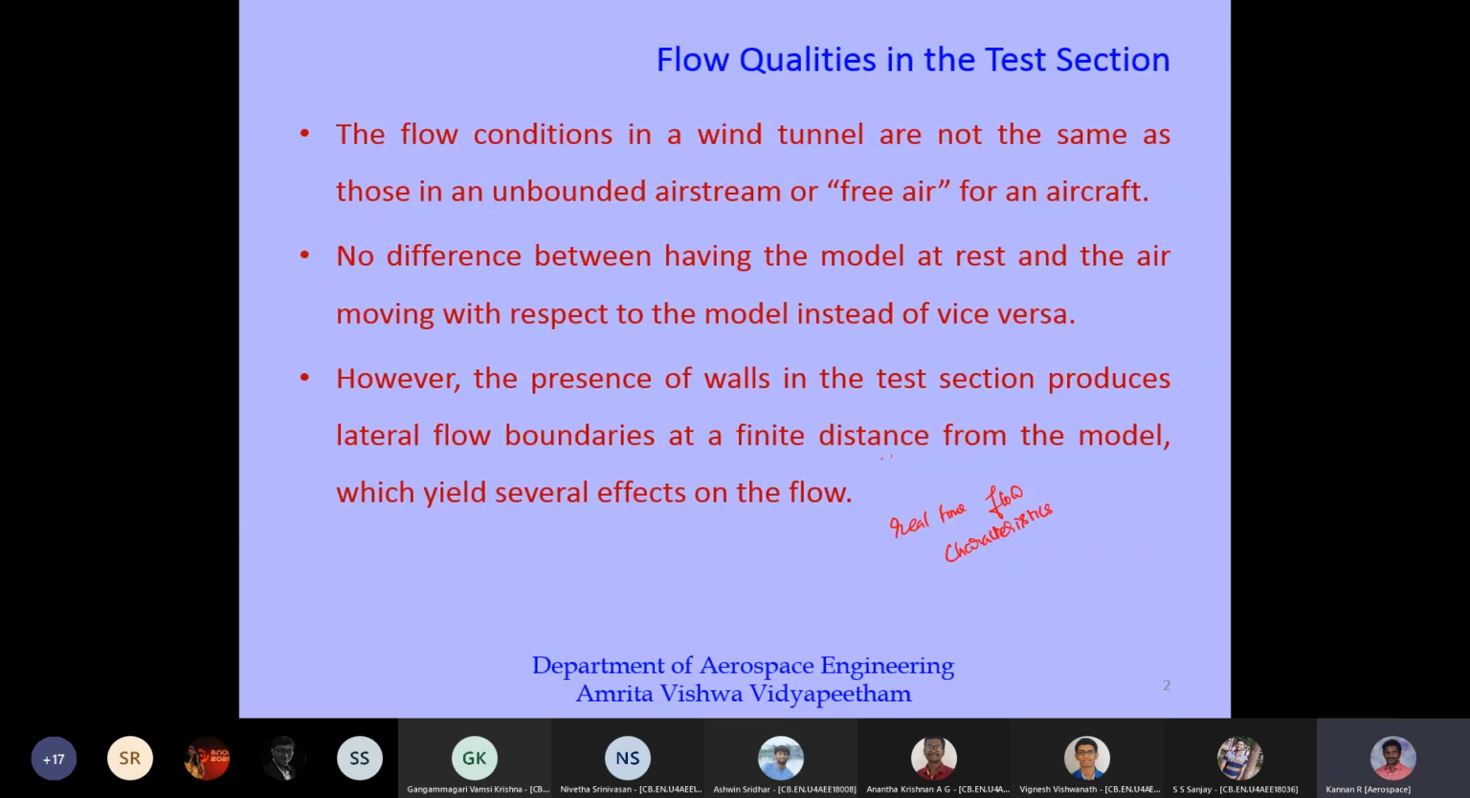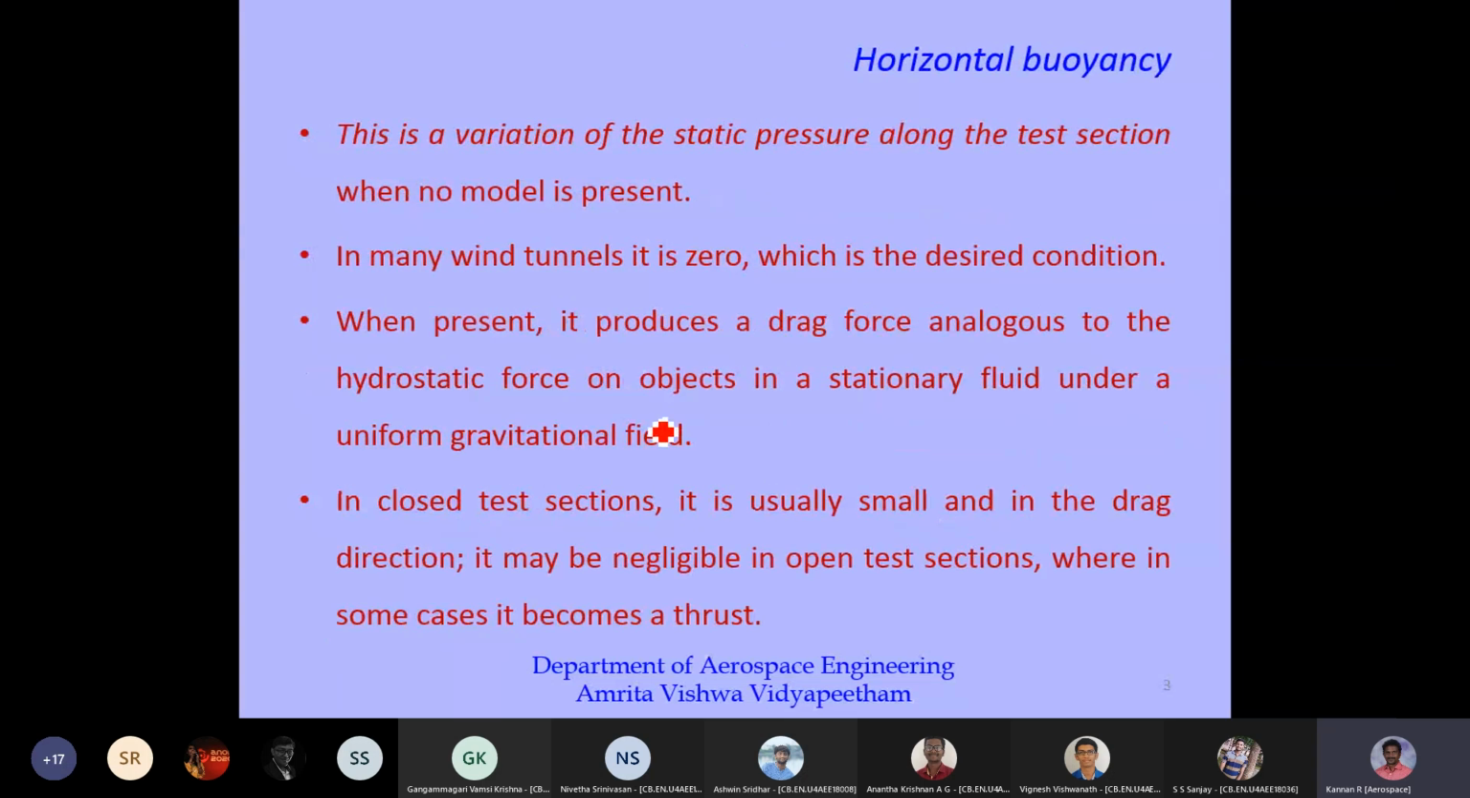So now, what is going to happen if you are going to have a wall? Automatically there will be a boundary layer. It produces lateral flow boundaries at a finite distance from the model, which yield several effects on your flow. One is that there is a variation in static pressure along your test section, even if the model is not there.